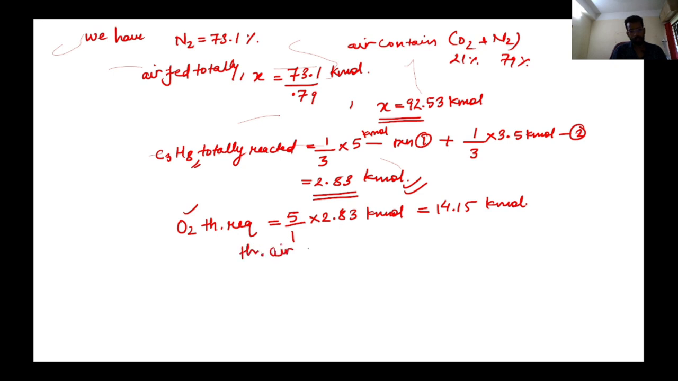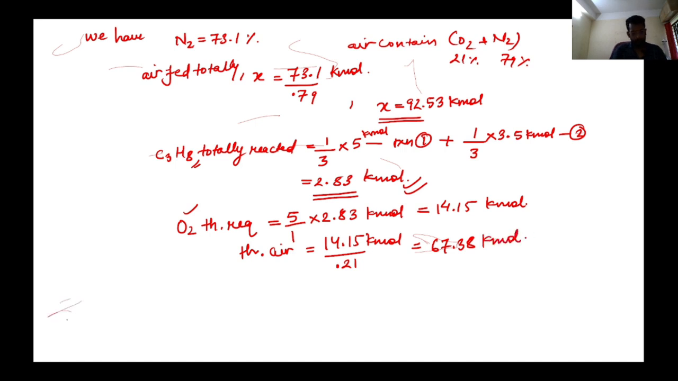But we have to find the theoretical air required. So just divide this quantity 14.15, which we have calculated just now, by 0.21, because air contains 21% oxygen. 67.38. So this is theoretical air, 67.38 kilomole. Now just put all the values in the formula.